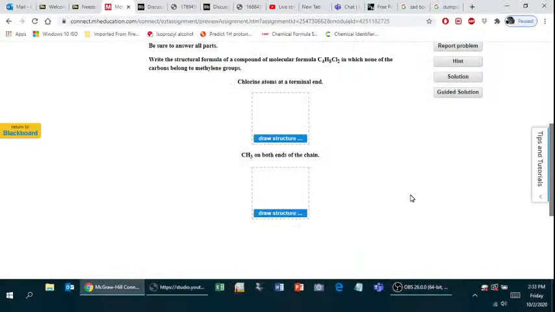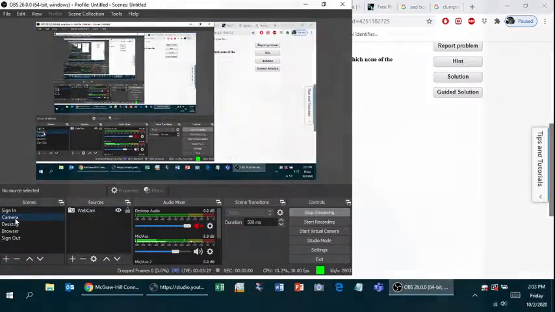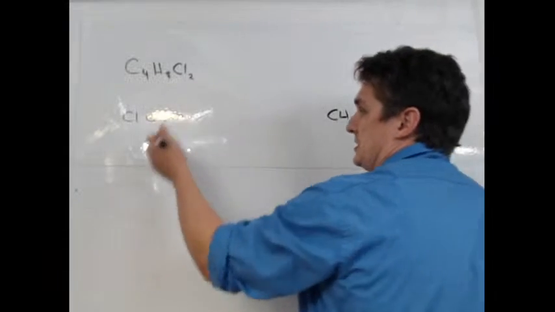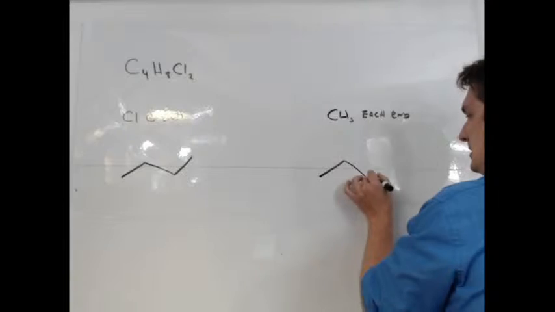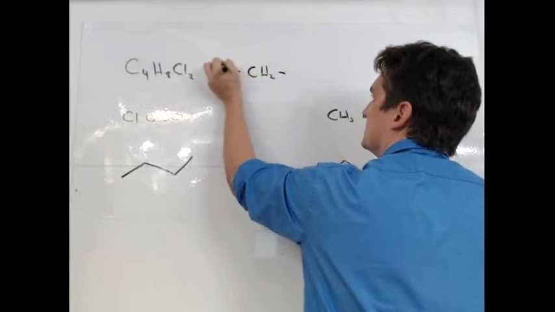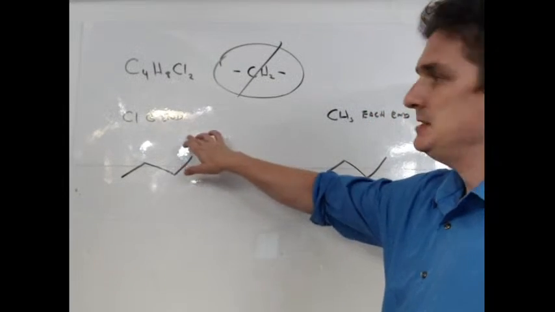So question 20 asks that we have the molecular formula C4H8Cl2, and we want to do one where there's chlorine at the end, and we want CH3s at each chain. The question is asking, you've got the molecular formula C4H8Cl2, which of these isomers have none of these carbons belonging to methylene groups. The methylene group is going to be your CH2. So it tells you it's linear off the bat. And what we don't want is any CH2 groups. So we've got Cl's at the end, and then we've got CH3s.